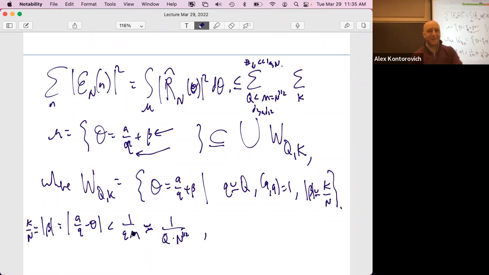So K is bounded by square root of N over Q. So I'll take K less than root N, also root N, the same root N that occurs here because of the choice of M over Q, again dyadic. So I have this dyadic decomposition of the integral over WQK of Rn hat squared.